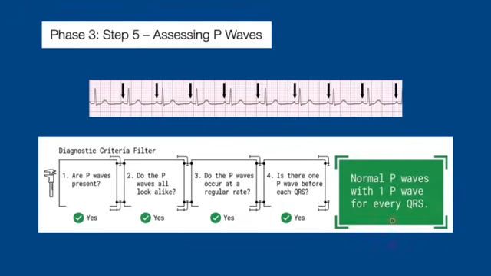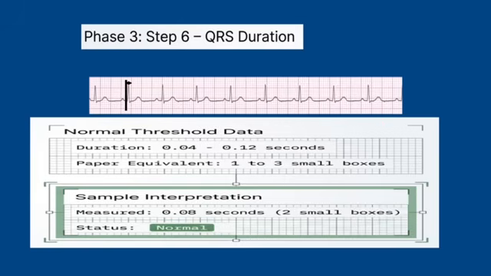And then step 6, assess the QRS duration. The QRS duration, as we know, is between 1 to 3 small squares, which is 0.04 to 0.12 seconds. This is important because in certain ECGs, you will find wide QRS complex, which is more than 3 small squares. Here in this ECG, it is 2 small boxes, so it is 0.08 and it is normal.